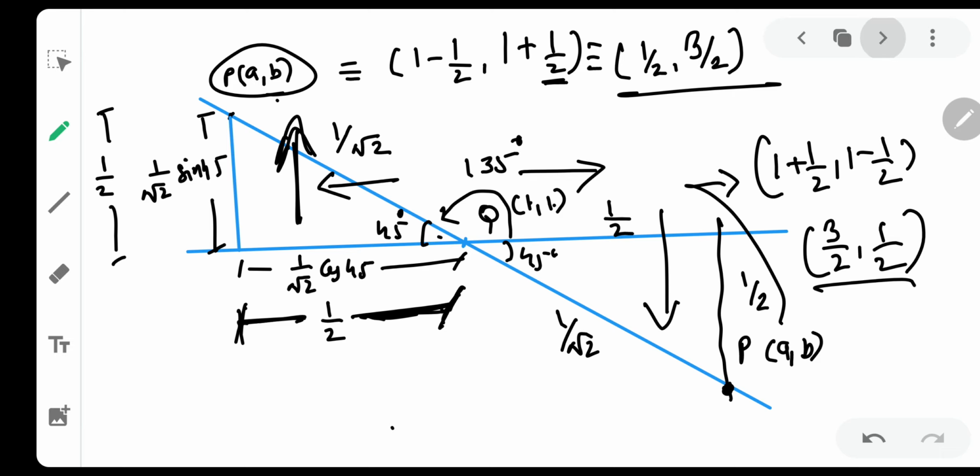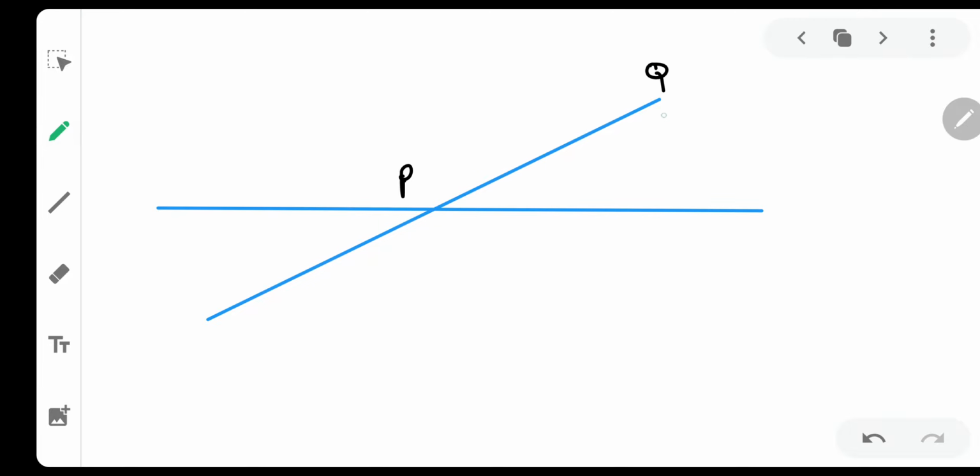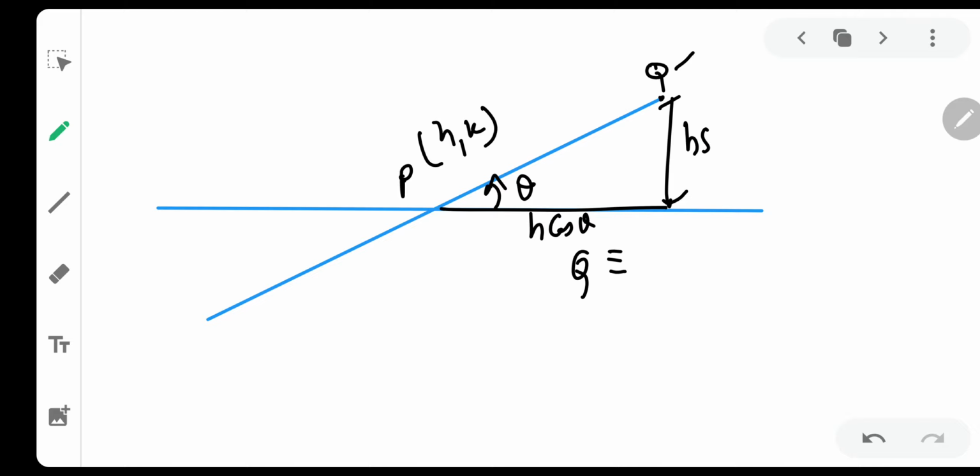Okay. So basically what I want to tell you is, suppose you have a line like this, and this is your point P and this is your point Q, and this is your angle theta. So Q can have two coordinates, right? This upper one will have what coordinate? P is (h, k), let us say. So this particular Q will be what? This is nothing but h cos theta and this is nothing but h sine theta.